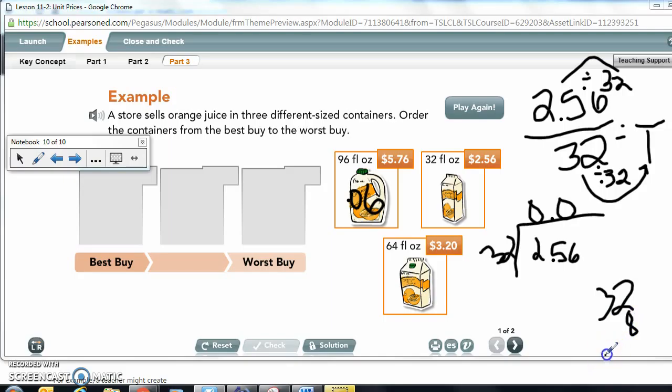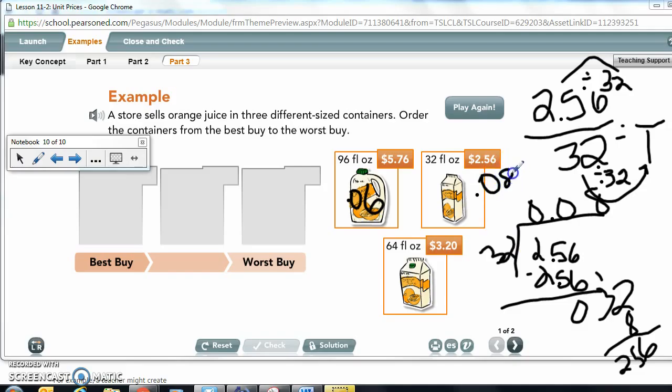Well, 8 times 2 is 16. Carry my 1. 8 times 3, 24, plus 1 is 25. So hey, that's what we're looking for. 32 will go into 256 8 times, minus 256 is equal to 0. So this means for 1 ounce, this is 8 cents.